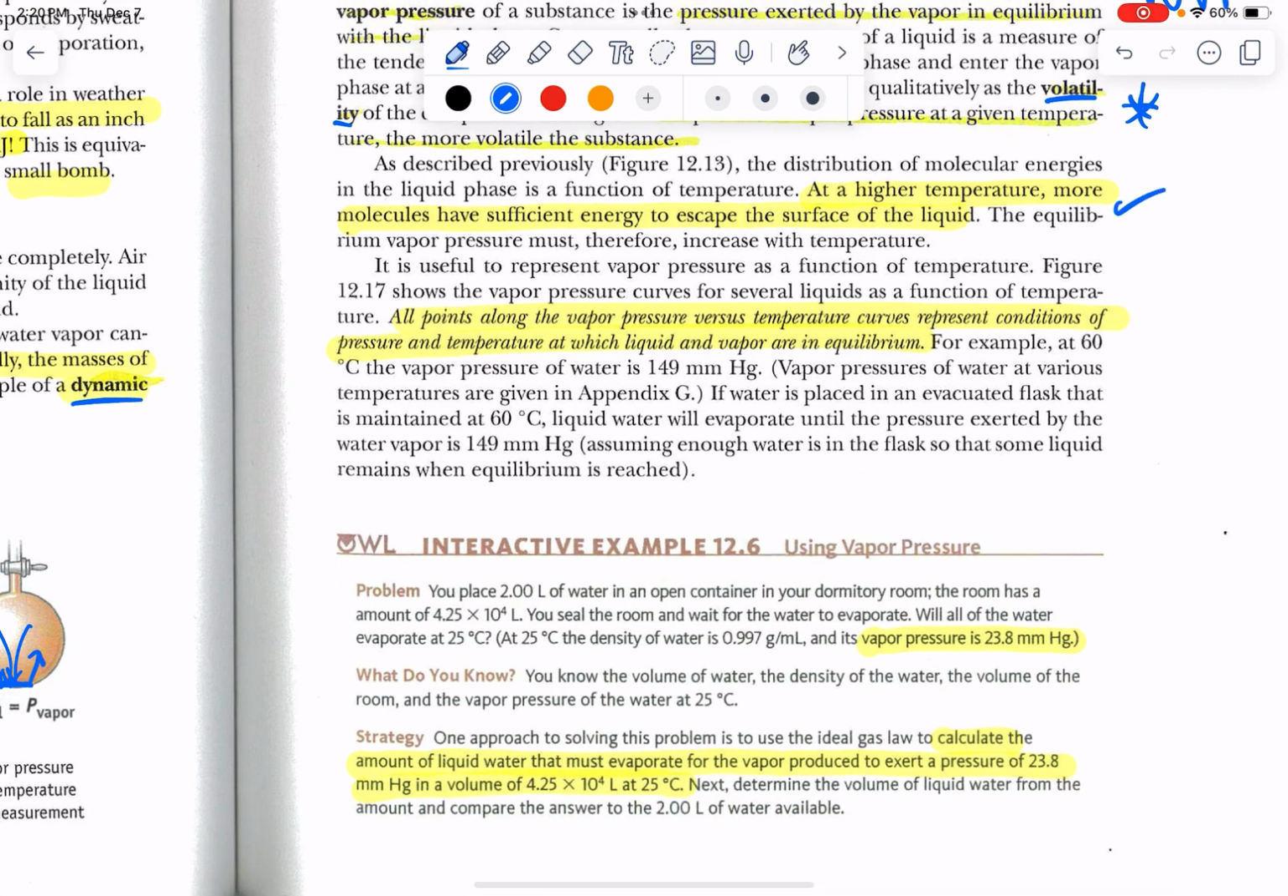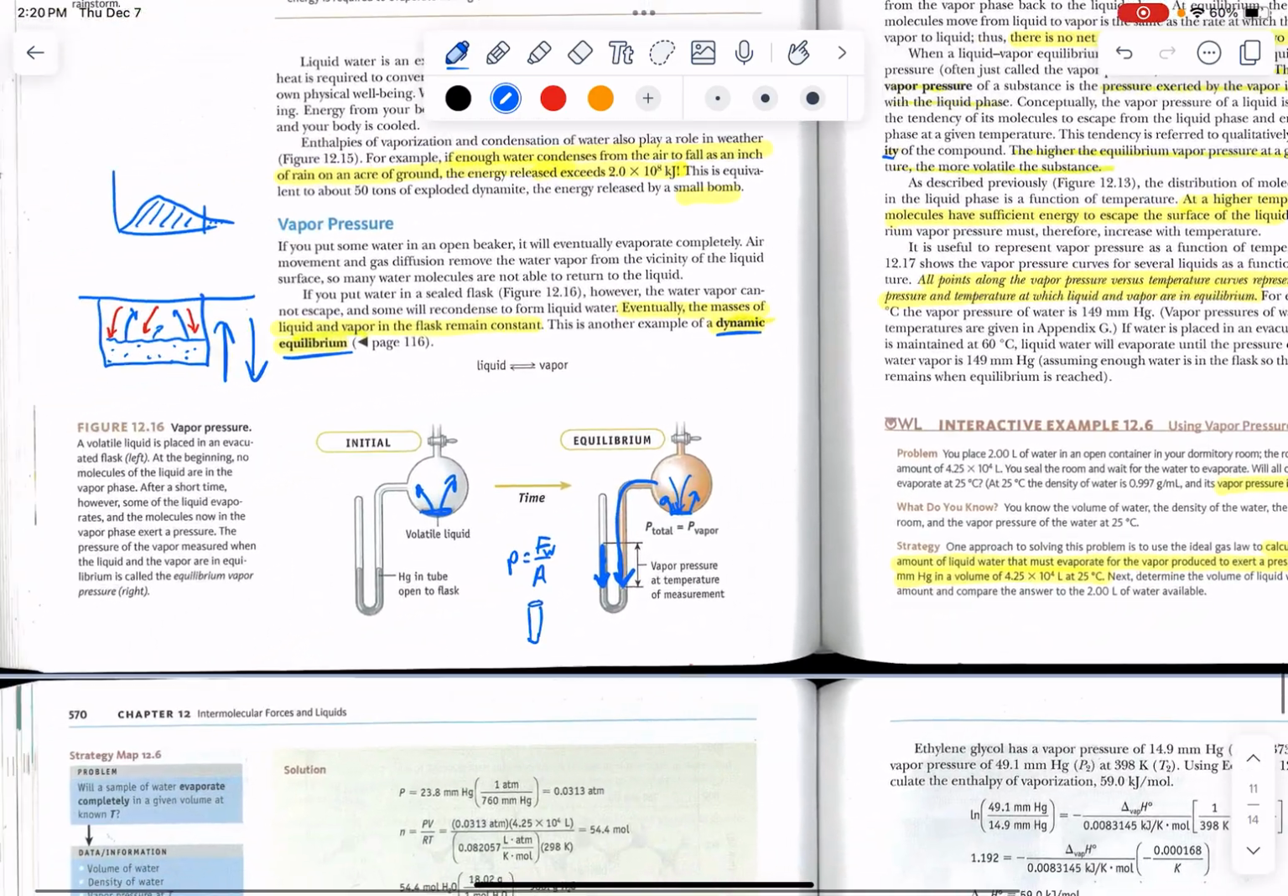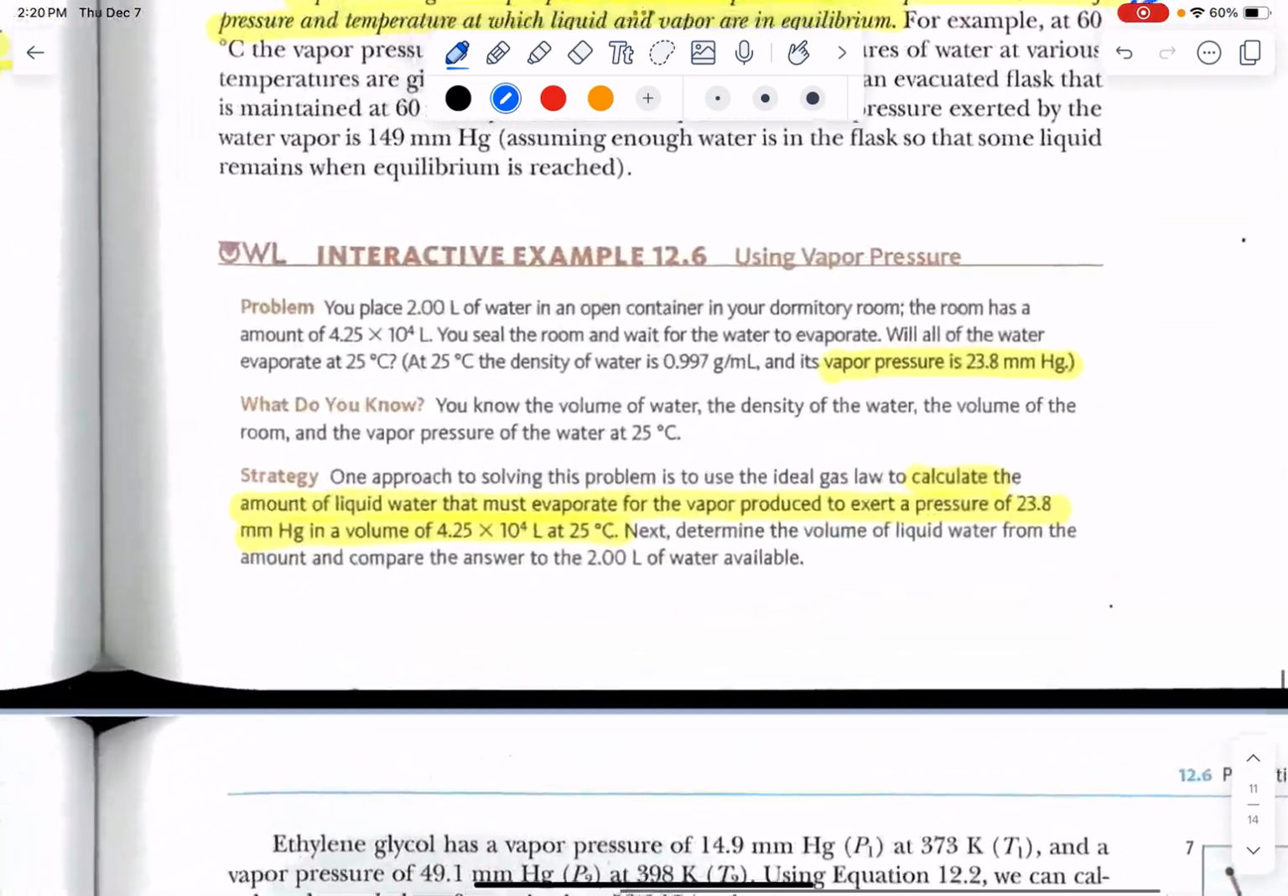Right here, at a higher temperature, more molecules have enough energy to escape the surface of the liquid. So you will have evaporation even at cold temperatures. And then finally, all points along the vapor pressure versus temperature curves represent conditions of pressure and temperature at which the liquid and vapor are at equilibrium. We mentioned that already. Here's an interesting problem.